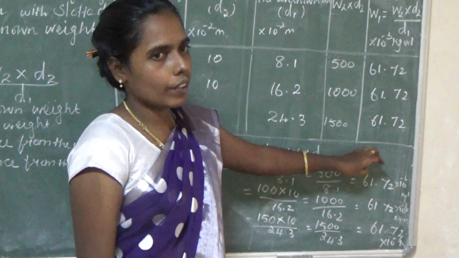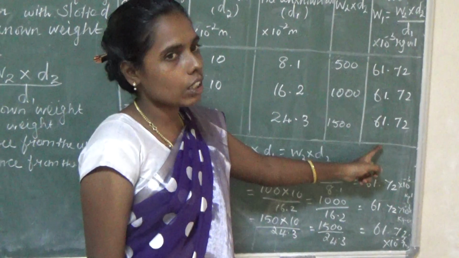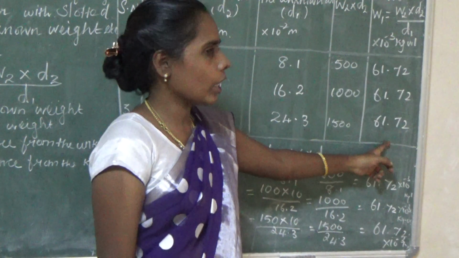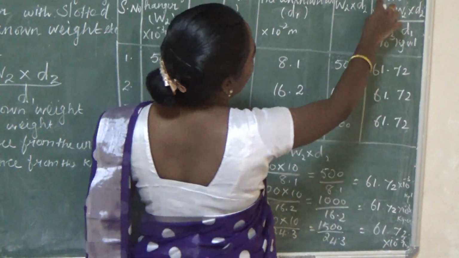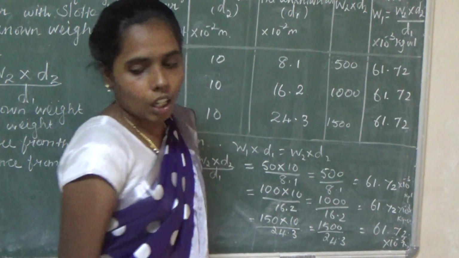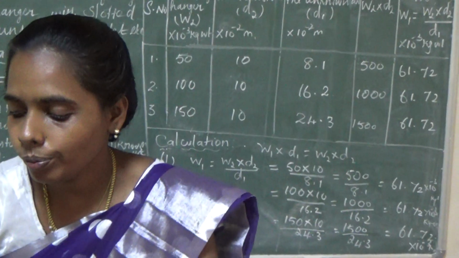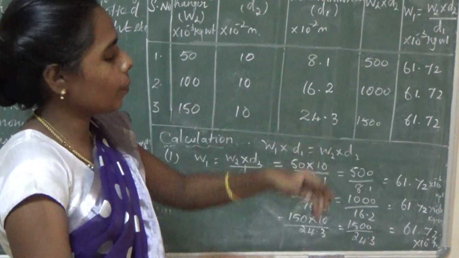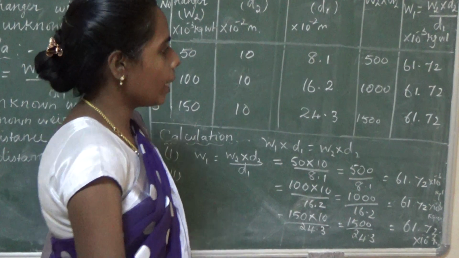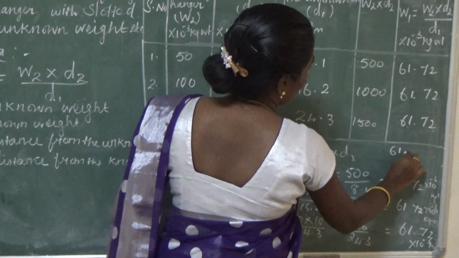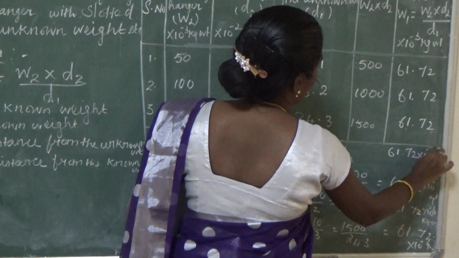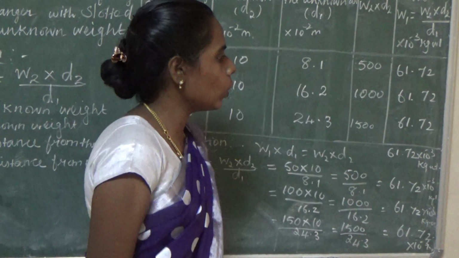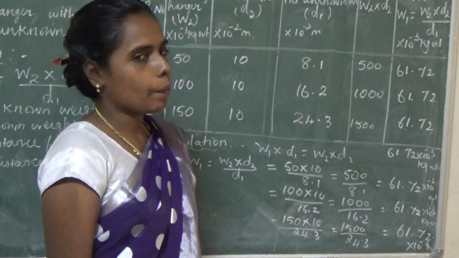Okay, now we got 3 values. We have to add these 3 values and divide by 3. For us, everything is almost a constant value, so we will get the same value only. So what is the weight of this stone? By using this principle of moments, we measured the weight of the stone. How much is it? 61.72 into 10 to the power minus 3 kilogram of weight, or 61.72 gram of weight.